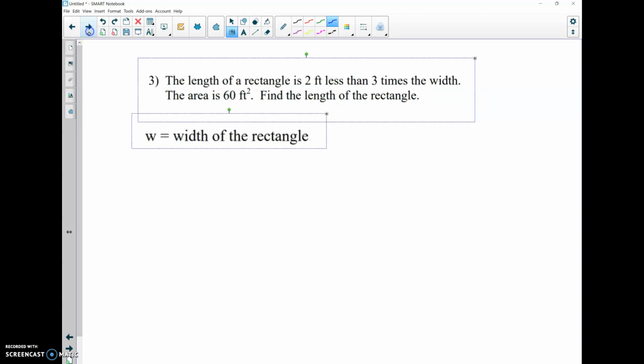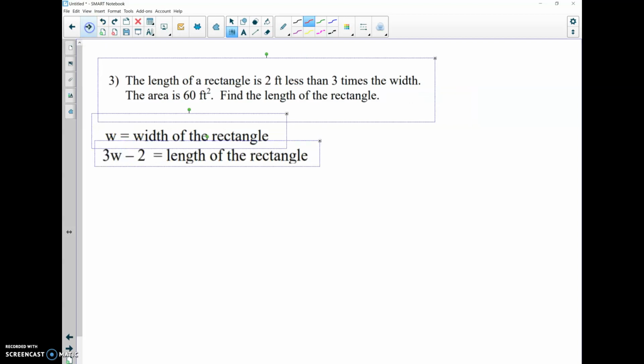So let W be the width of your rectangle, because the length is written in terms of the width. The length is 2 feet less than 3 times the width. So the width is W, so 2 feet less than 3 times the width would be what? That would be 3W minus 2 for the length. If you want to, in your notes, you can write L equals 3W minus 2.